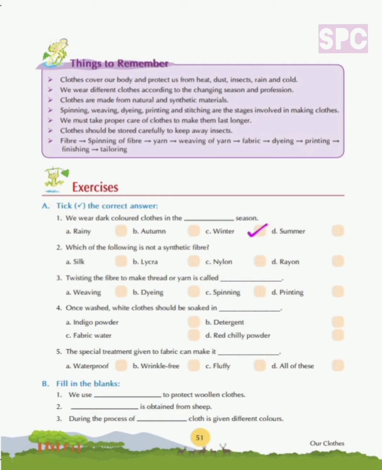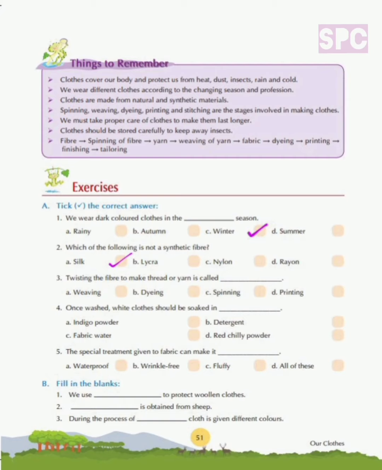Question number 2. Which of the following is not a synthetic fiber? Silk, lycra, nylon, rayon. So children, silk is a natural fiber. It is not a synthetic fiber. Silk is obtained from silkworm. Whereas lycra, nylon and rayon, they all are synthetic fibers and are obtained from crude oil.